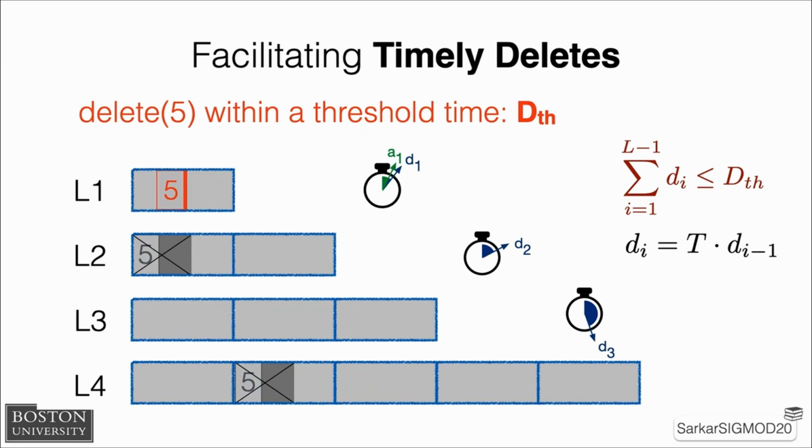We're actually great. And every level has its own different time to live for the tombstones in a way that the sum of these levels is actually equal to the threshold. This is the delete threshold that the application or the legislation actually imposes on us. And it's also been proven that the optimal way of allocating this time across levels is that it exponentially increases with the size ratio T as well.